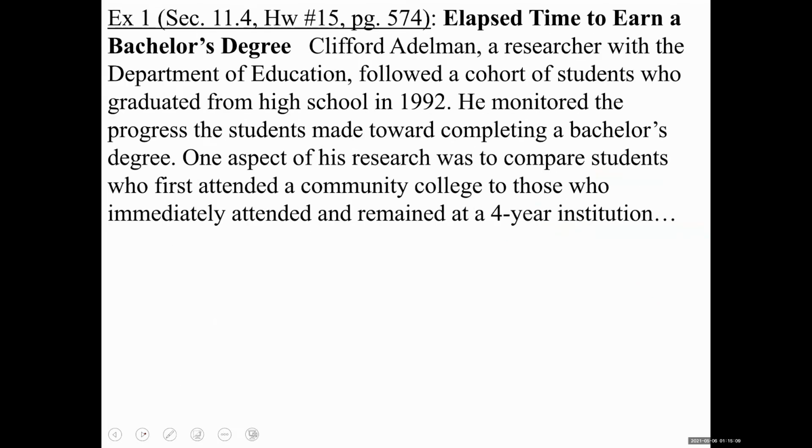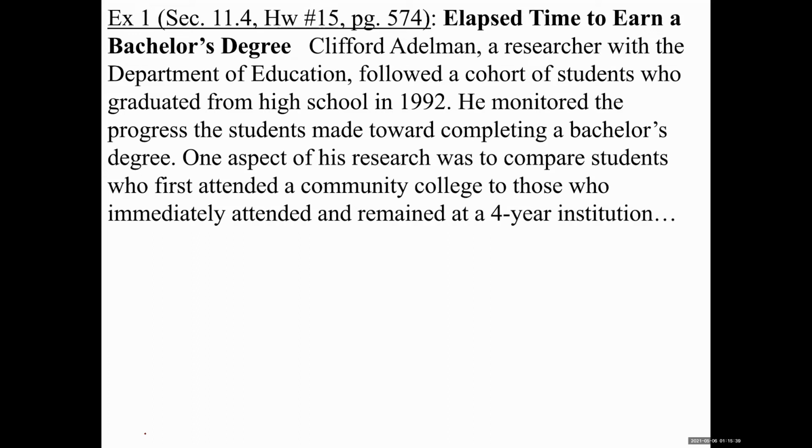So here we go. This is the example we're going to do today. Clifford Edelman, a researcher with the Department of Education, followed a cohort of students who graduated from high school in 1992, and he monitored the progress the students made towards completing a bachelor's degree. One aspect of his research was to compare students who first attended a community college to those who immediately attended and remained at a 4-year institution. Before, there's more to this problem, but let me say this much for now.